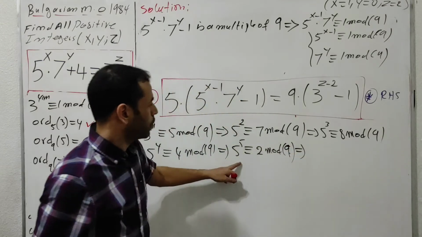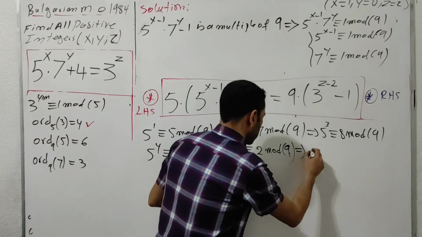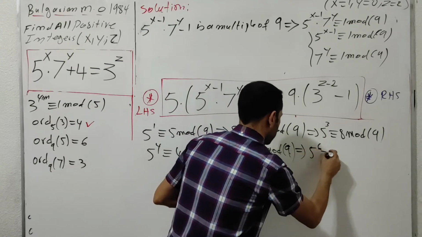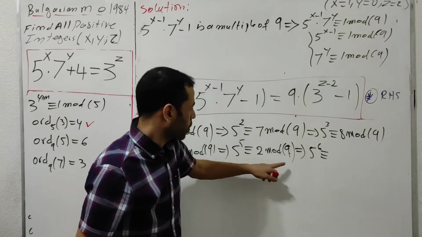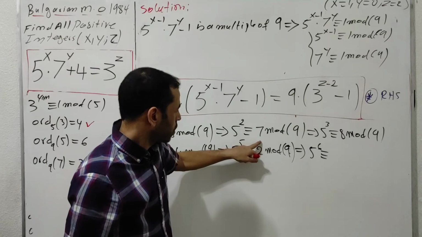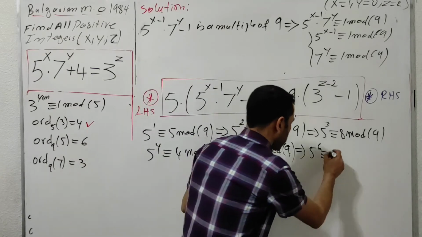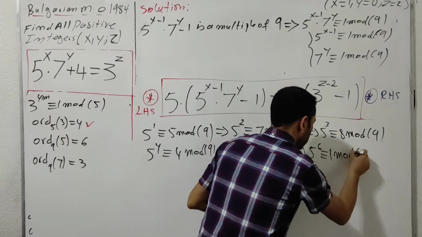Okay, again I'm going to multiply by 5. I will get 5 to the 6 is congruent to 2 multiplied by 5, which is 10. With 10, I have one number more than 9. That means 1 mod 9.